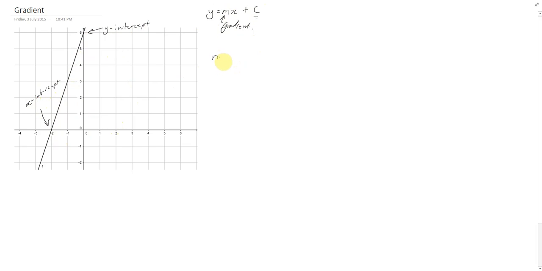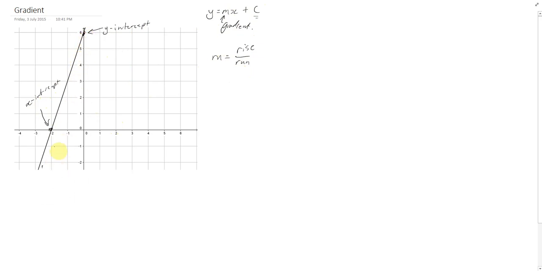We say that the gradient m is given by the rise over the run. The rise is how far up it goes, and the run is how far across it goes. To do this, you can pick any 2 points you like. So let's pick this point for our starting point, and this point here for our ending point.